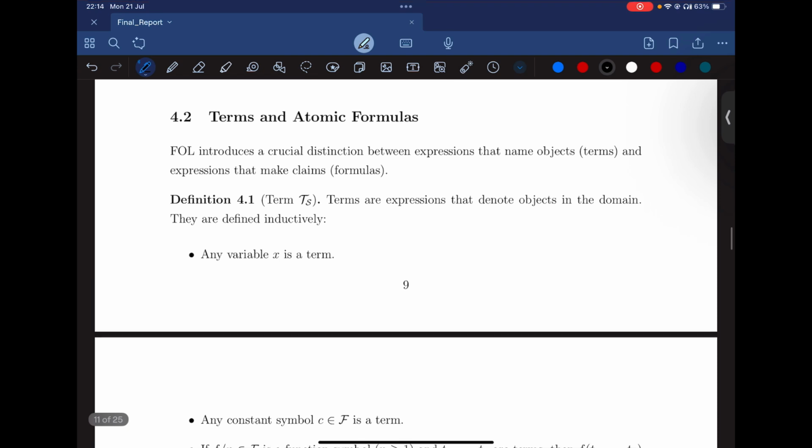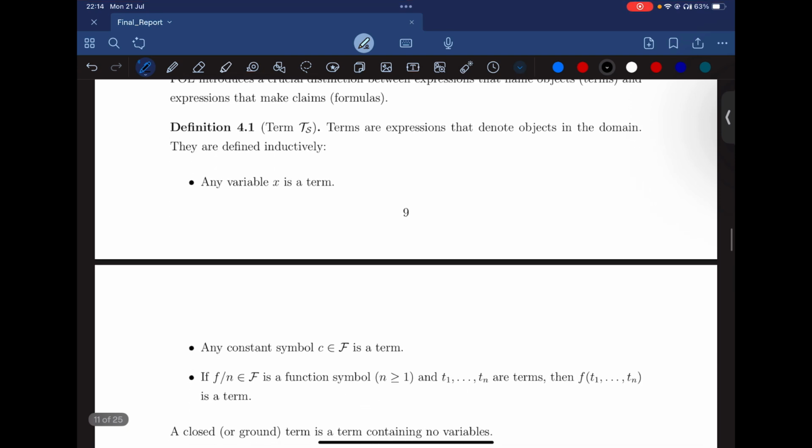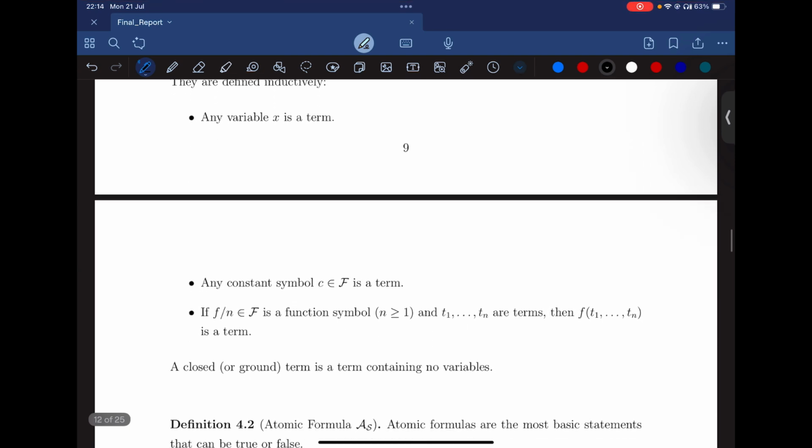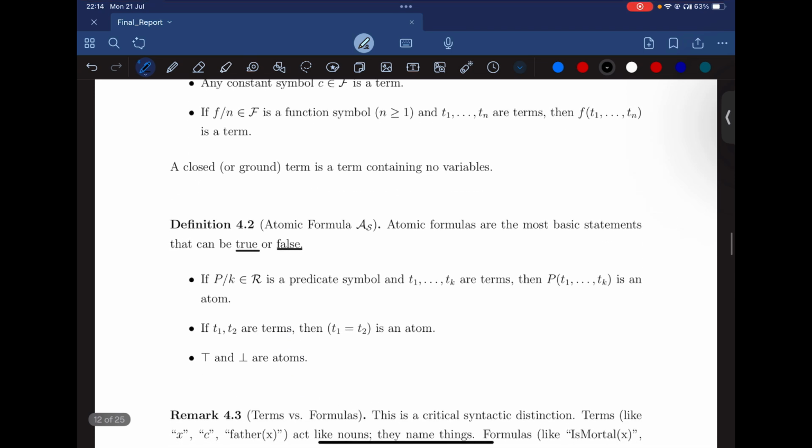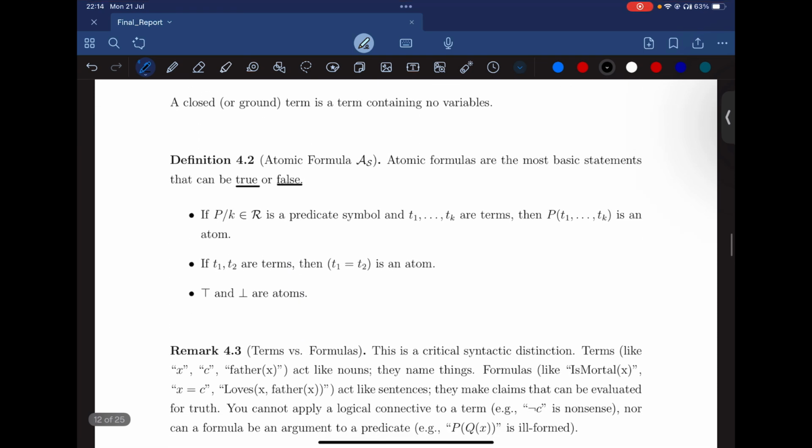So now, terms and atomic formulas. All variables x are terms. Any constant symbol c is also a term. A function always returns a term. This inductively defines what terms are. Now atomic formulas are the most basic statements that can be true or false. If P is a predicate symbol, then a predicate applied to terms is an atomic formula. If t1, t2 are terms, then t1 equals t2 is an atom. This is either true or false. And obviously true and false themselves are atoms too.